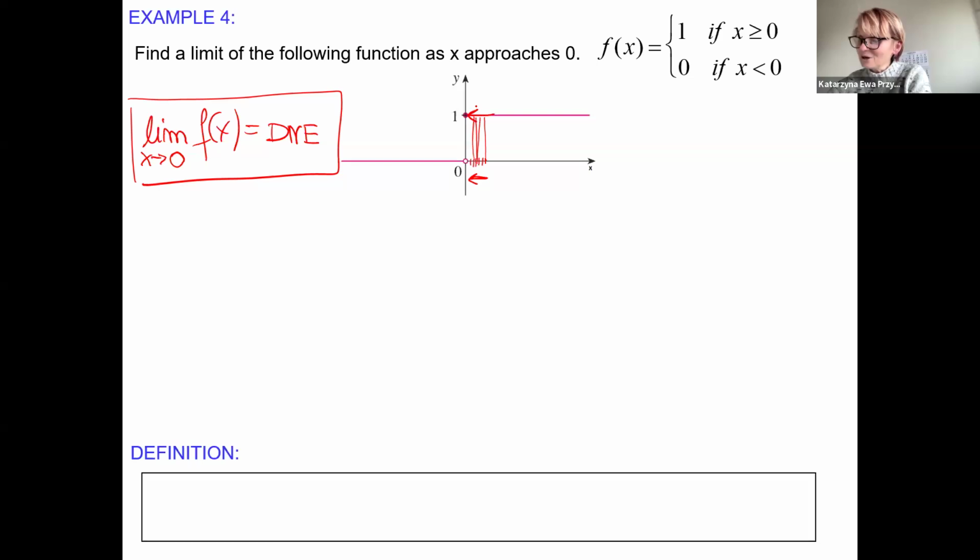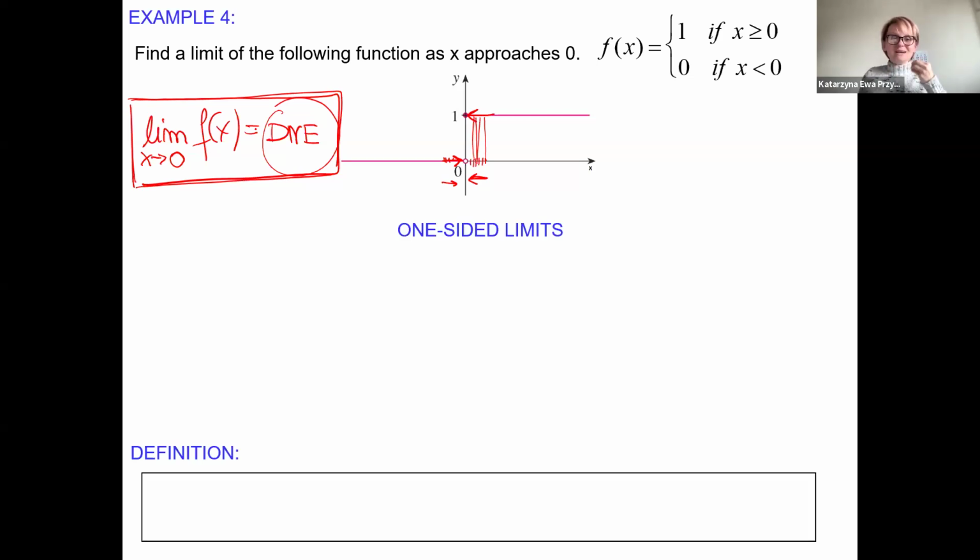If x is getting closer and closer to 0 on the left-hand side, what does the function do? It is approaching 0. That means we have two different values. And actually, this is the correct answer. This is definitely the correct answer. But again, if we choose D and E, we always have to justify. The previous one was oscillation. This one is two different one-sided limits.